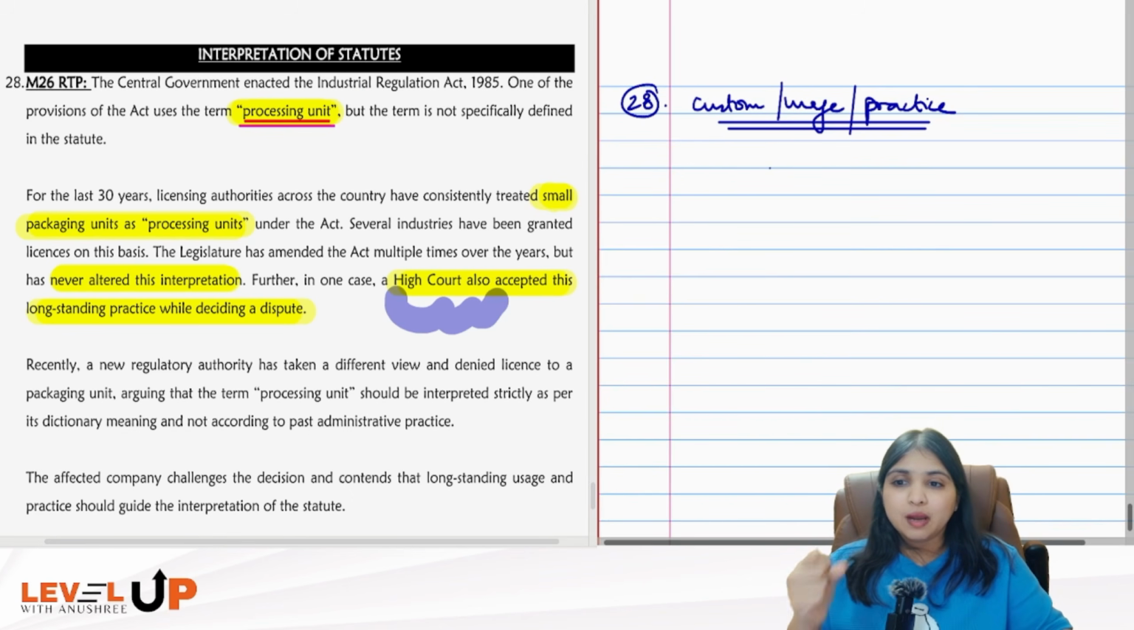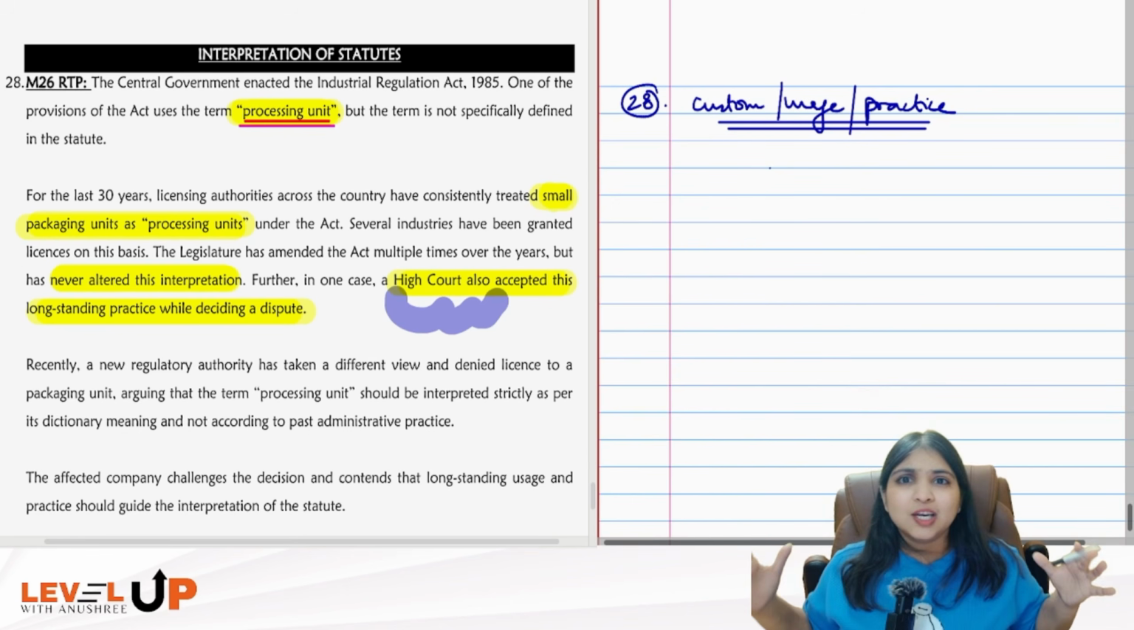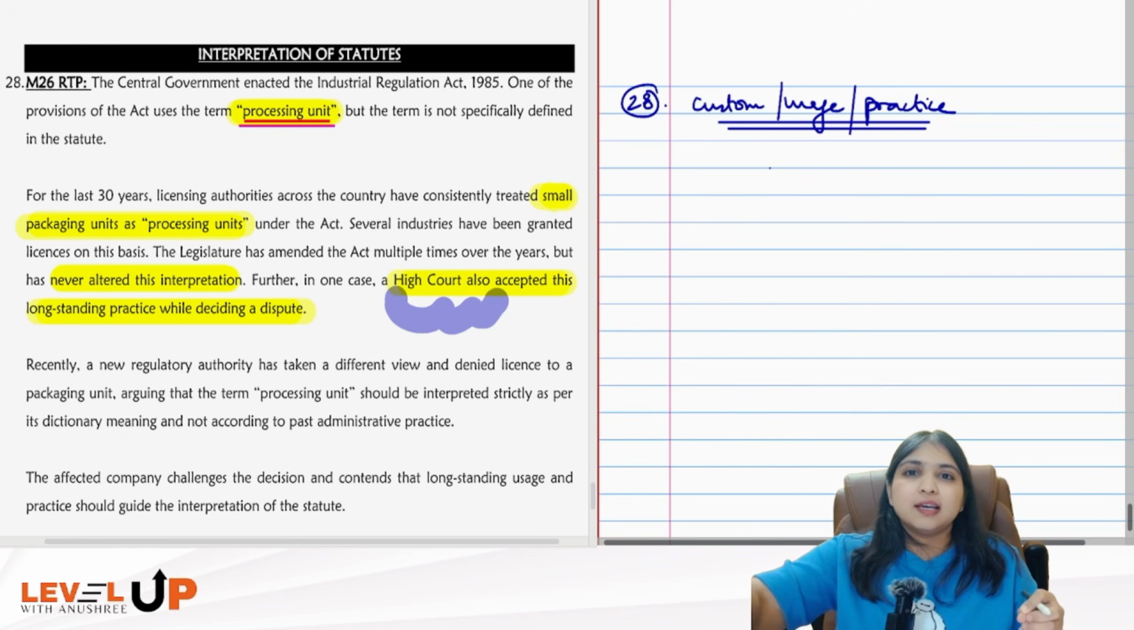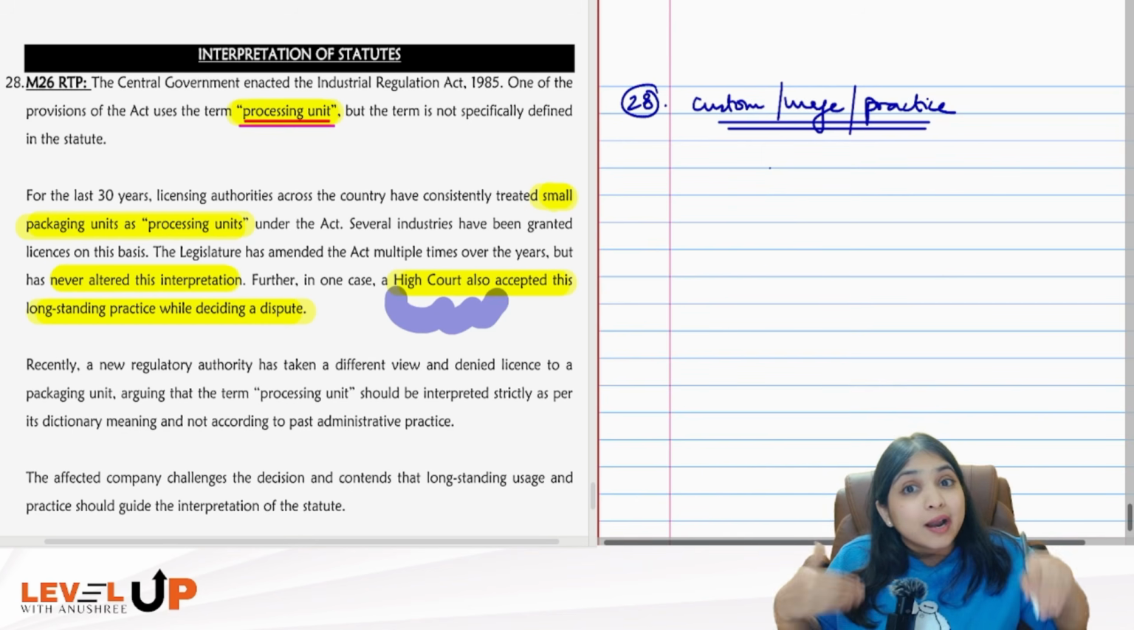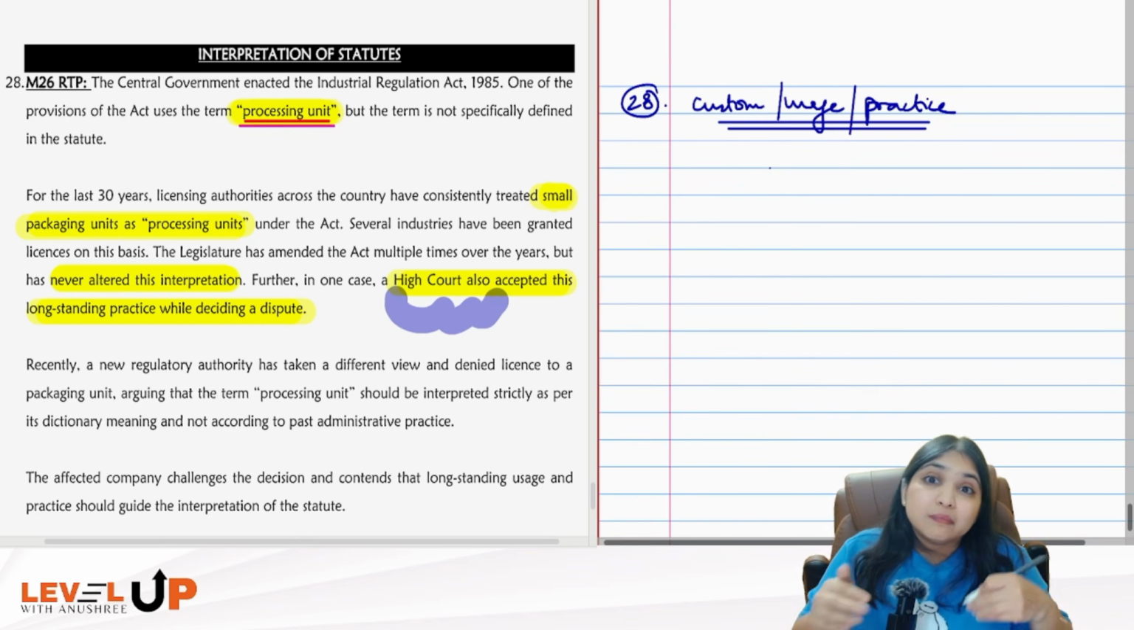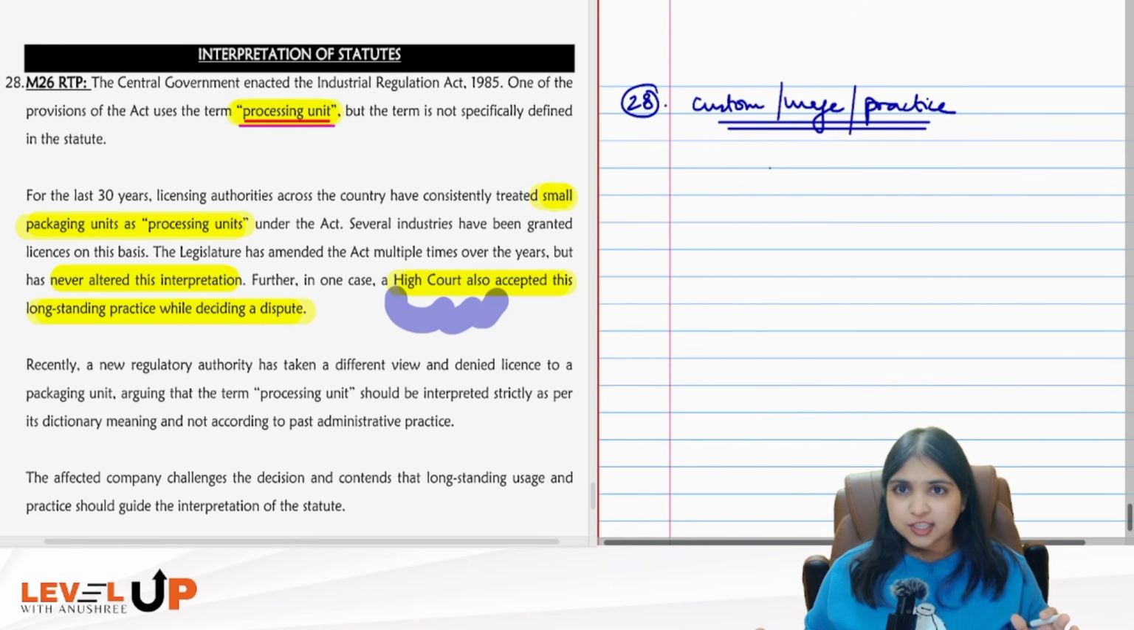Over time, when a particular word has been interpreted in a certain manner consistently, and if the legislature is not taking any action in changing that interpretation, then it means that the interpretation is now fixed. Now we have to continue to follow the interpretation. It becomes customary. We suddenly can't change the interpretation.